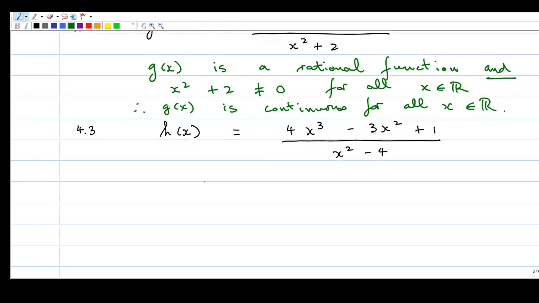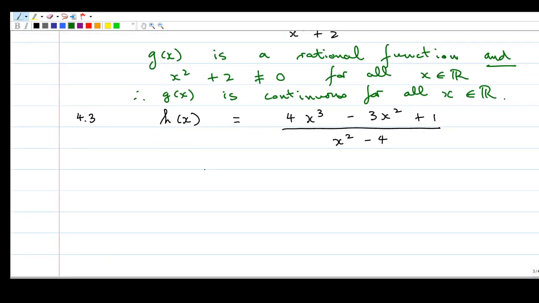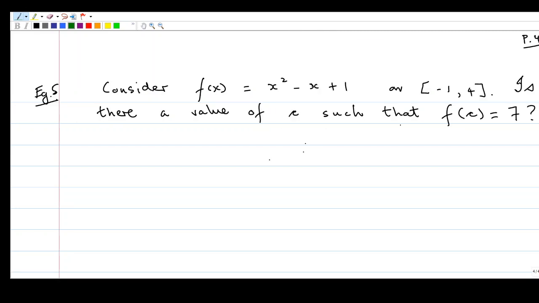4.3. I'm going to leave this one for you to try on your own. You'll get the full solution in the PDF. So we go on to the next page.